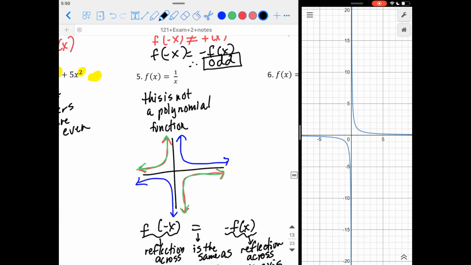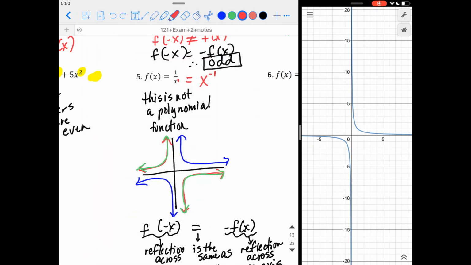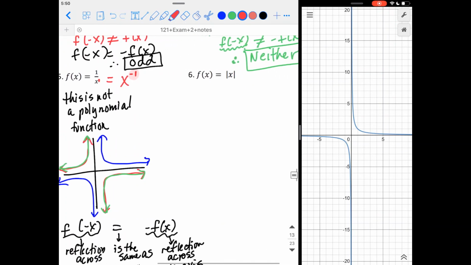Another thing you could have done is, if you remember, technically this has a power of 1, and you can rewrite this as x to the power of -1 and say, oh yeah, look, it only has negative powers. So yeah, there it is. It should be odd, because -1 is an odd number.